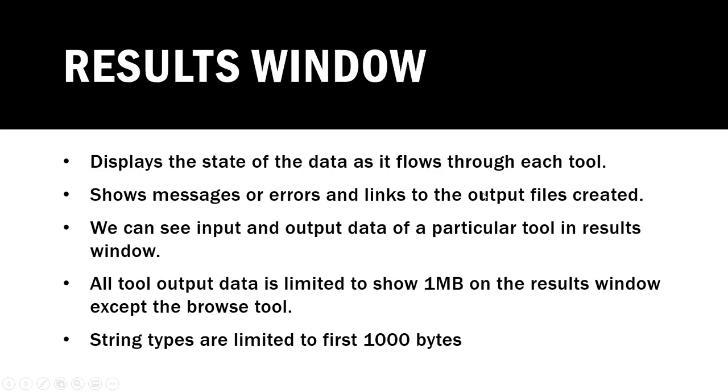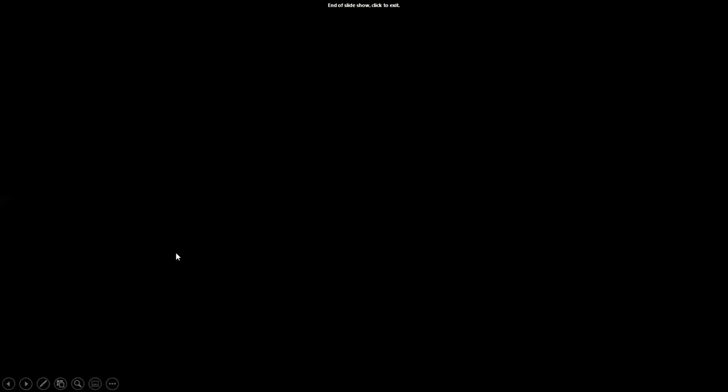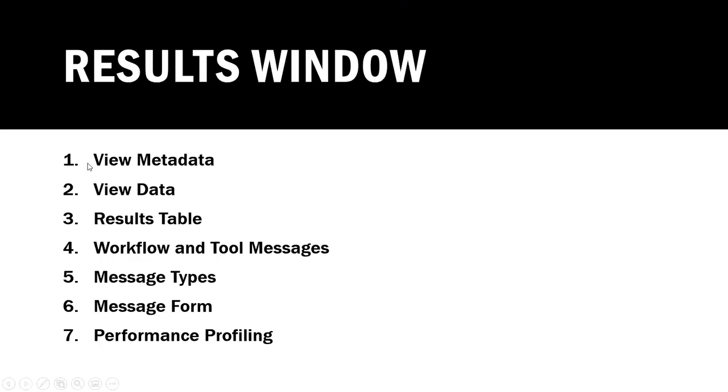Okay, so let's see this in action. Let's see more details about what information we can find in the results window. In the results window, there are 7 key pieces of information we can find. First, we can view metadata, we can view data, we can view the results table, and we can view the workflow and tool messages. We can view both workflow as well as tool messages. We can see what type of message it is, which tool the message is coming from, and the performance profiling of the workflow. So let's see all these details in action.